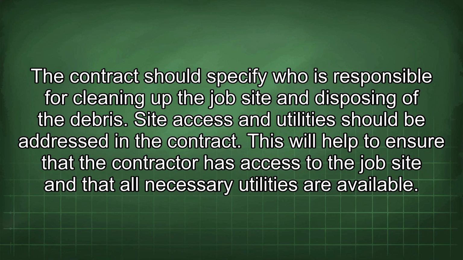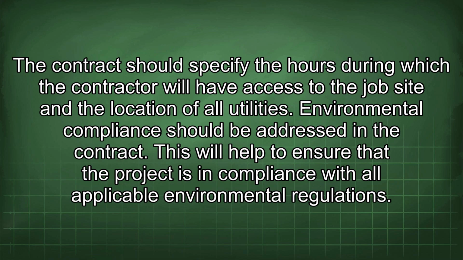Site access and utilities should be addressed in the contract. This will help to ensure that the contractor has access to the job site and that all necessary utilities are available. The contract should specify the hours during which the contractor will have access to the job site and the location of all utilities.